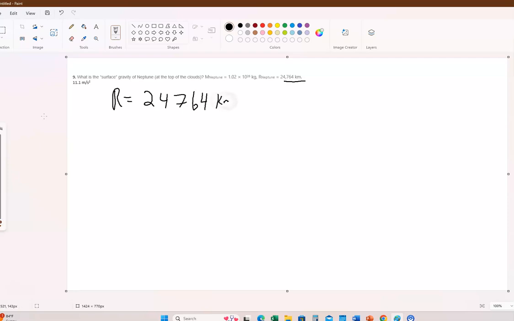All right, so it's kilometers, and in 1 kilometer there are 10 to the third, that's a 3, meters. So the kilometer part cancels, and this becomes the exact same number, 24764, but now you put a times 10 to the third. I like to use the E3. And so now that's in meters.